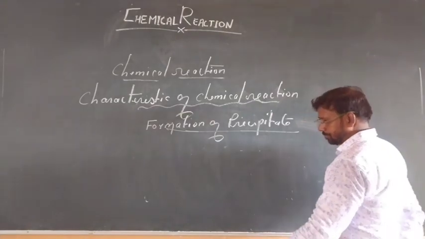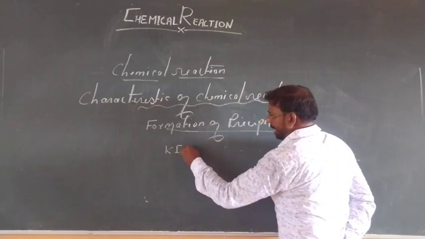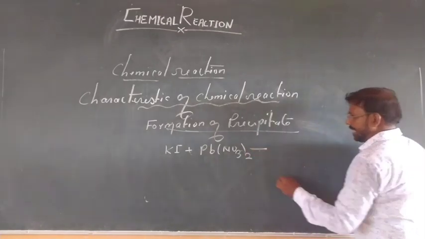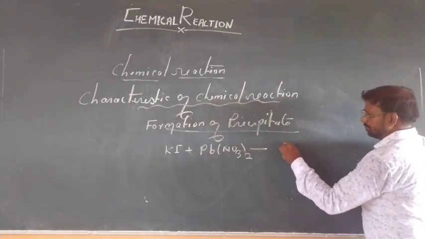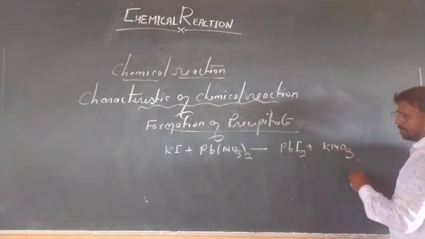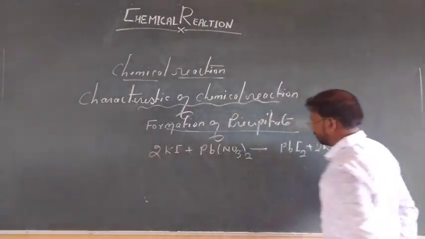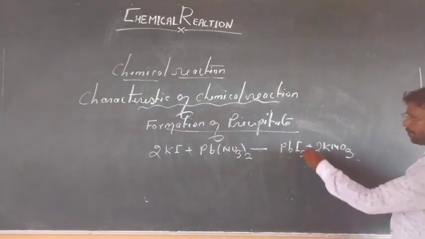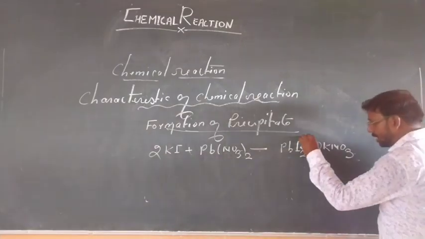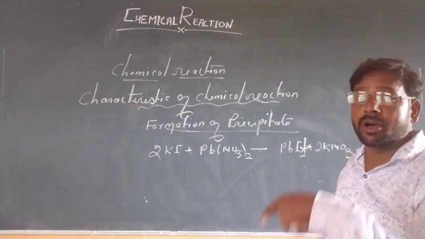Suppose, already I have given an example. Potassium iodide reacts with lead nitrate. What will happen? PbI2 plus KNO3, potassium nitrate. Balance it by putting 2, you will get the balanced equation. It is a yellow precipitate. That's why I have put a downward arrow here. Downward arrow means formation of precipitate.